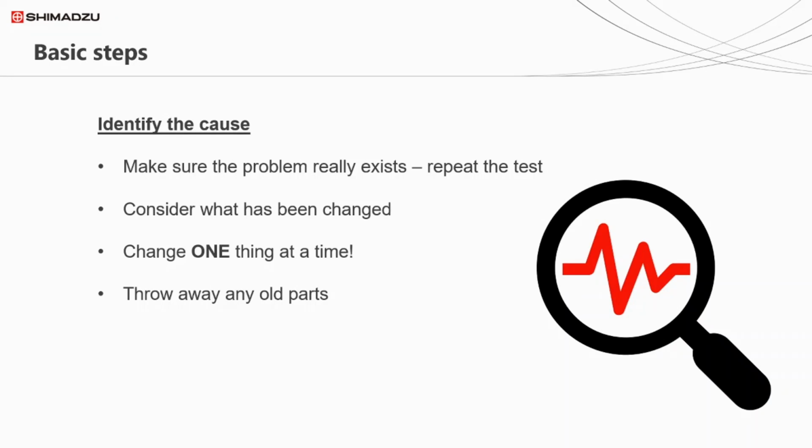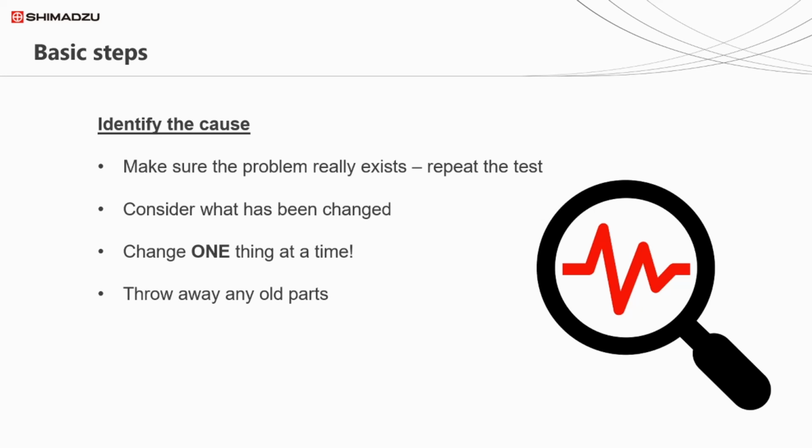Assuming all that's checked out okay, you can now start to look at identifying the cause of your issue. Firstly, check if the problem is repeatable. Is it really a fault or a fluke event? Consider if there have been any recent changes around when the fault appeared. Was maintenance performed? Has the nature of the samples changed?